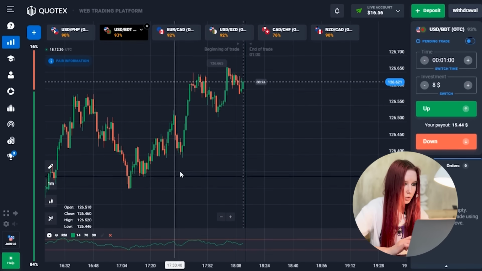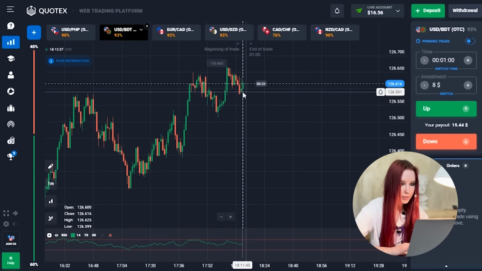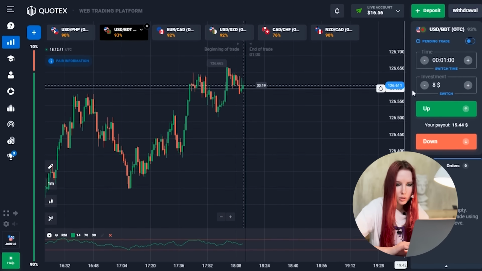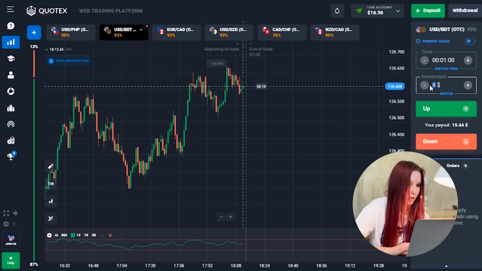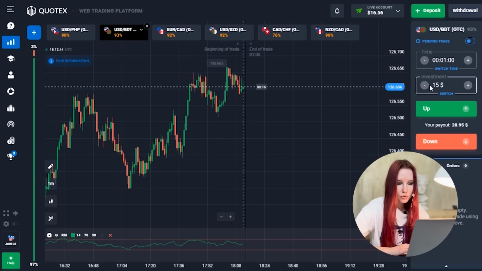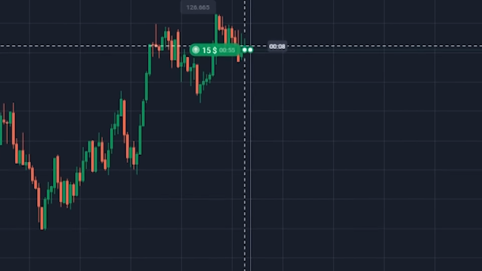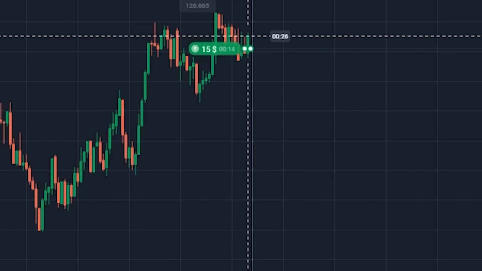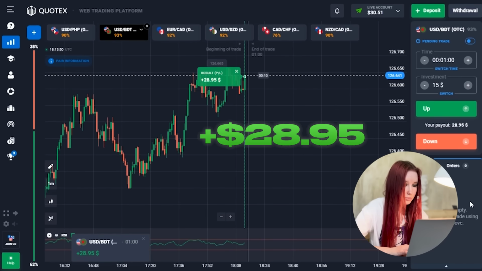Let's move on to the next currency pair. And what do we see here? There's a clear uptrend here, but well, here we can see the same pattern as in the previous case. So I want to change the investment and open the trade up again. Awesome, another profitable trade.